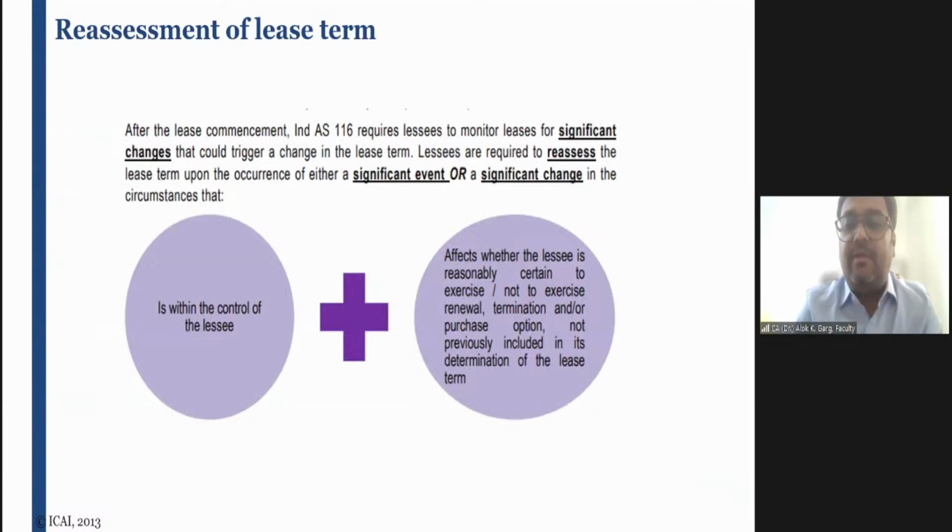Yes. Now, for the non-cancelable period, the concept is pretty clear. For the rent-free period, the concept is pretty clear. But this optional renewal period and optional termination period is a matter of judgment. This is a matter of estimation. So for a long-term lease contract, 10 years, 15 years, don't you think you need to reassess these estimates and judgments?